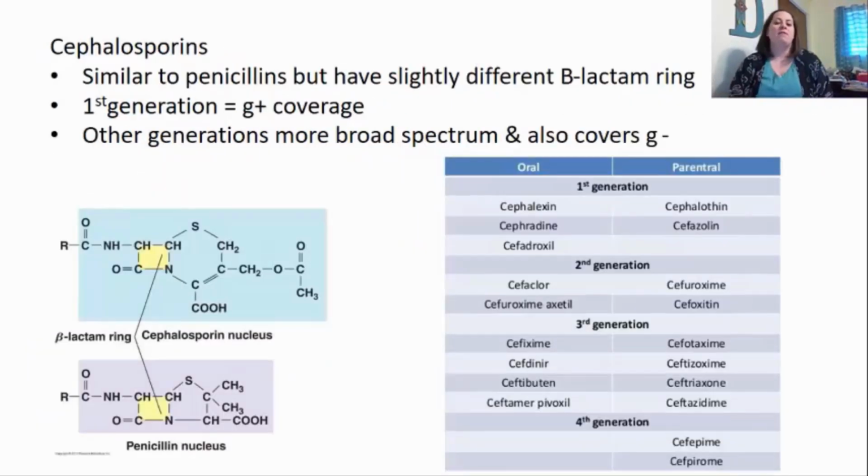The next group are the cephalosporins. The cephalosporins are similar to penicillins but have slightly different beta-lactam rings. The first generation of cephalosporins are really good against gram-positive, so they have gram-positive coverage, but other generations are more broad spectrum, and they can also cover some of the gram-negatives. So if you look here, it shows you the first generation, second generation, third generation, and fourth generation. These are the different types of cephalosporins. Majority of the first, second, and third are oral. However, when you get into the fourth generation, these are going to be through an IV or a shot.